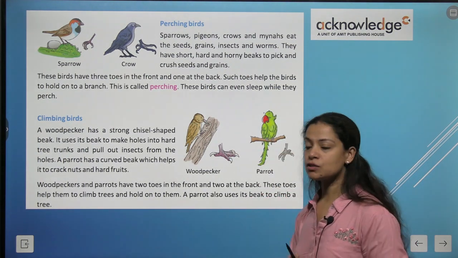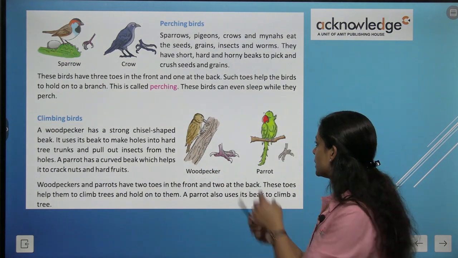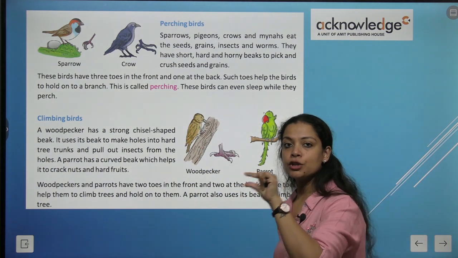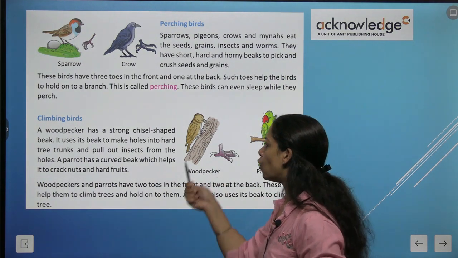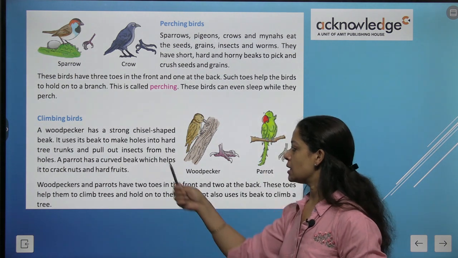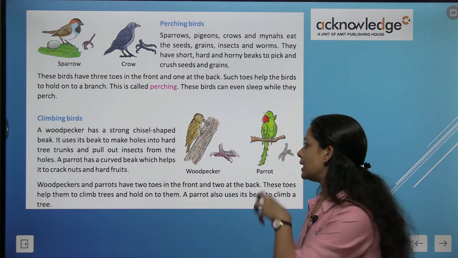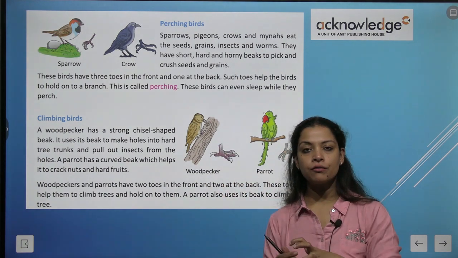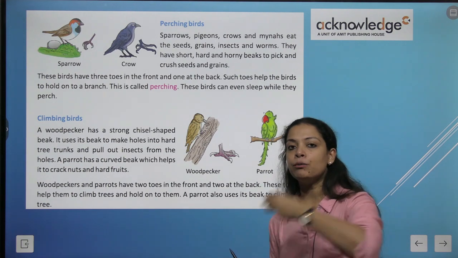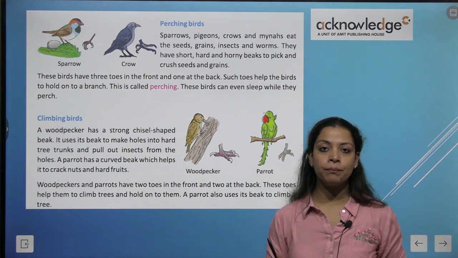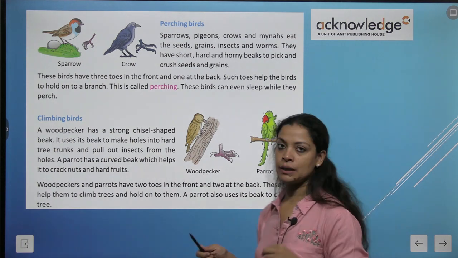Now climbing birds कौन से होते हैं? A woodpecker has a strong chisel shape. You can see this kind of shape, the pointed shape, that is called chisel shaped, and it uses its beak to make holes into hard tree trunks and pull out insects from the holes. तो इसका नाम woodpecker इसलिए है because it sits on any bark of tree. It keeps on digging, ऐसे खट करके it pulls out the insects out of the bark of the tree, and they have very pointed this chisel shaped beak.